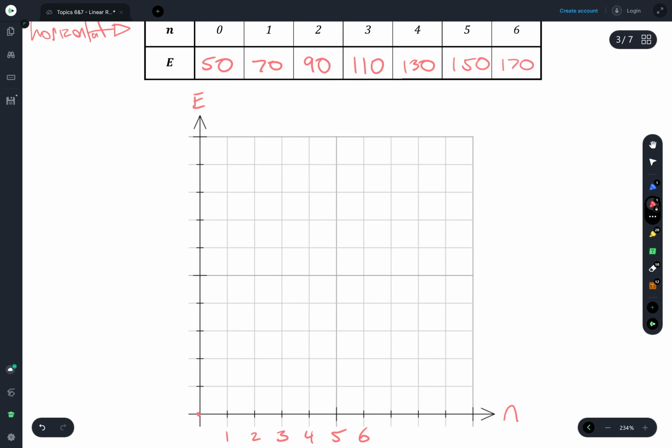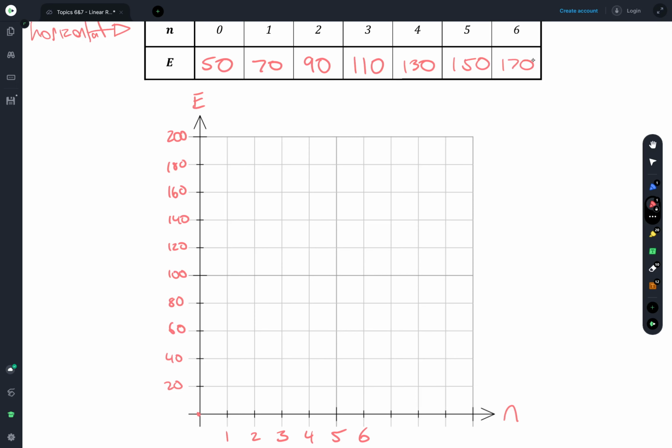So instead what I'd suggest is, we know that we need to get up to 170 at least, so maybe we can go up in 20s. So 20, 40, 60, 80, 100, 120, 140, 160, 180, and 200. That still will give us enough space to fill it in, but at least we also have a consistent scale. Each of these boxes is representing 20. And now we can just plot these points.